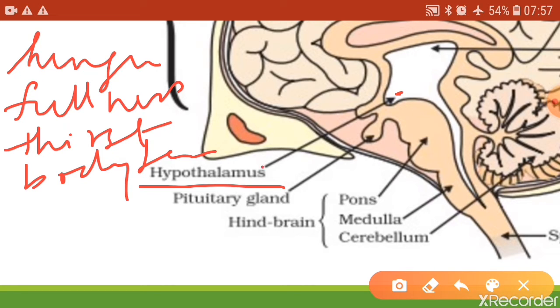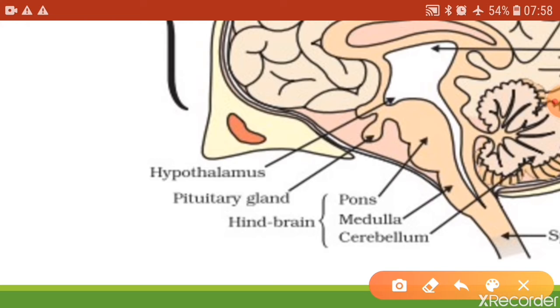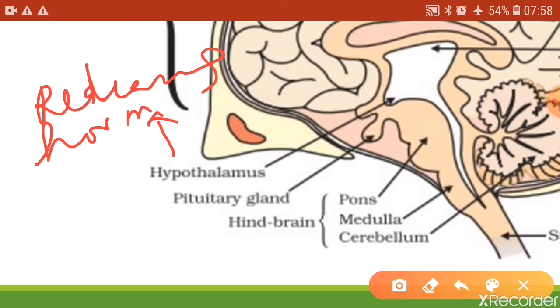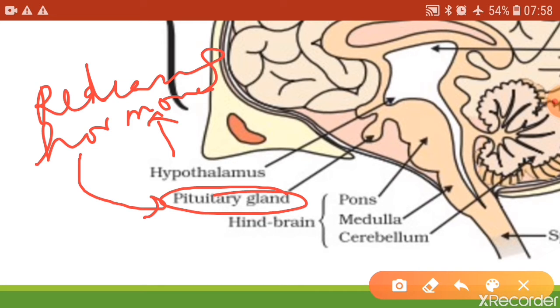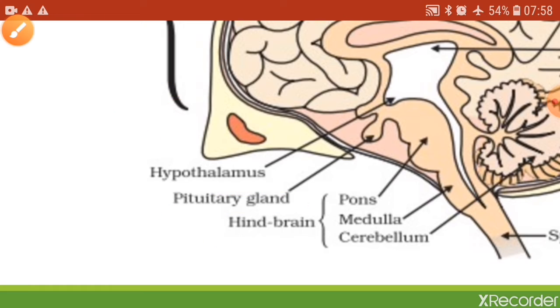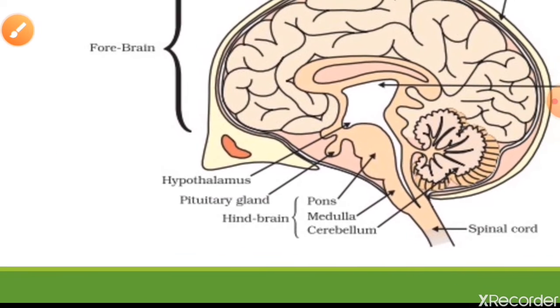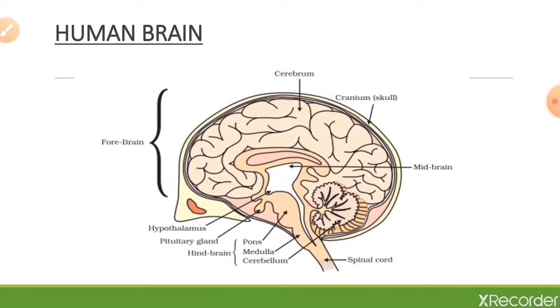One more important function of the hypothalamus is that it is the connecting link between the nervous system and the endocrine system. And how it forms a connecting link is that the hypothalamus secretes releasing hormones. Various kinds of releasing hormones are secreted by the hypothalamus, and these releasing hormones stimulate the pituitary gland, which is the master gland of the endocrine system. So they stimulate the pituitary gland to release its hormone. Because of this, the hypothalamus is said to be a connecting link between the nervous system and the endocrine system.